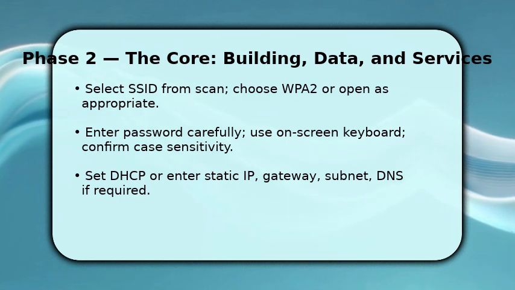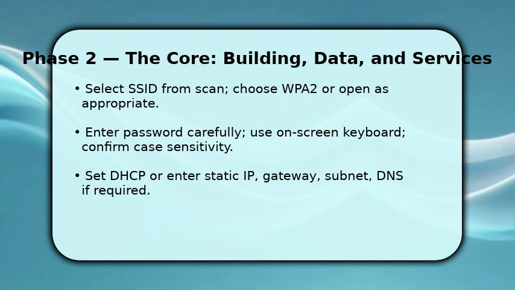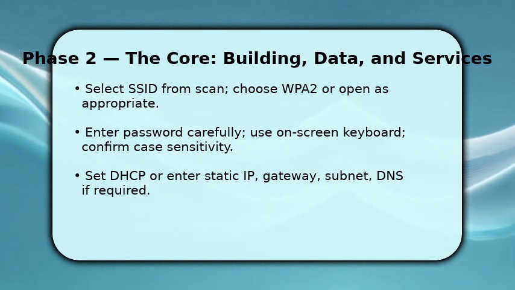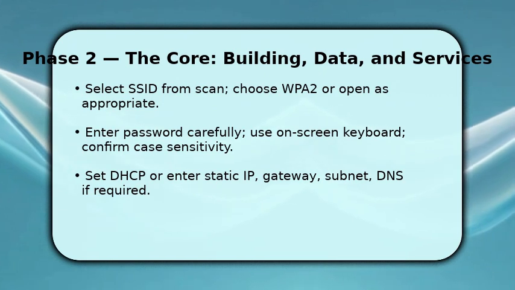Next, choose DHCP for automatic addressing or manual to input static IP, subnet mask, gateway, and DNS. Once configured, save settings and tell the terminal to connect. You should see a connection icon and an IP address listed.